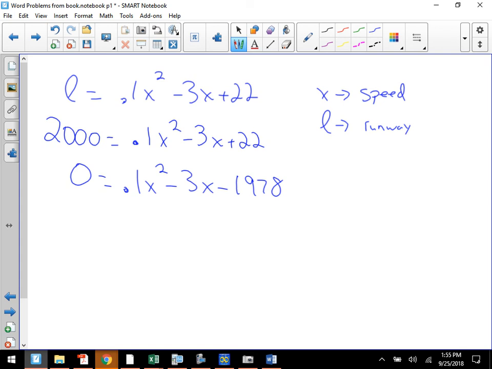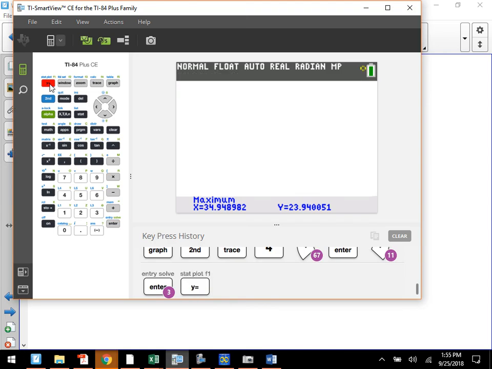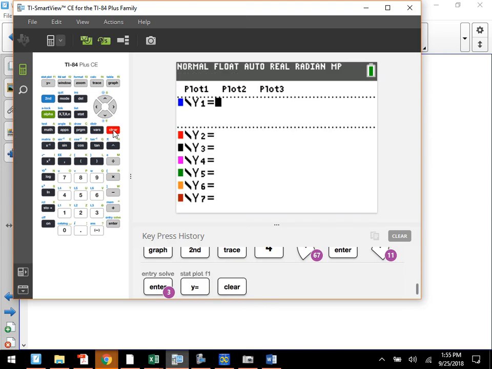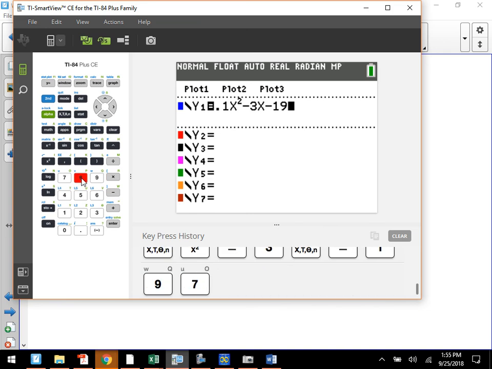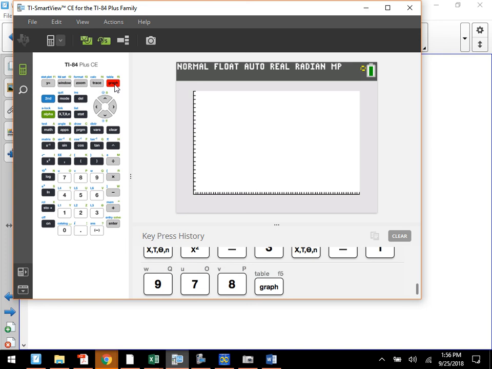This is another weird one with the window. Okay? So let's throw that in. Clear it. Oh, it wasn't negative. Sorry, it was just 0.1x squared minus 3x, then minus 1978. Yeah. We graph this. We don't know where it's going to cross.